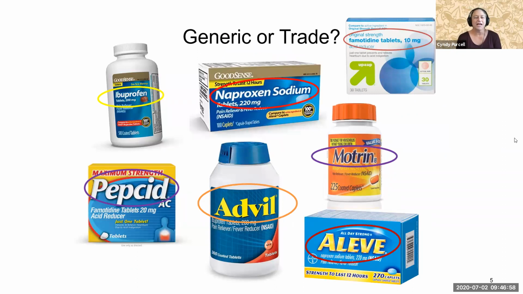So here's your test. Are these generic names or are these trade names? So you have on the left, Good Sense ibuprofen. Below that, you have maximum strength Pepcid. We have naproxen sodium, Advil, famotidine, Motrin, and Aleve. Now, I'll draw your attention to the Advil at the bottom center.